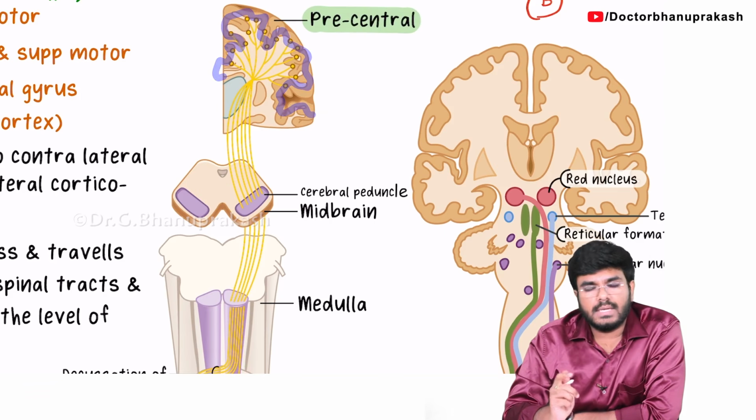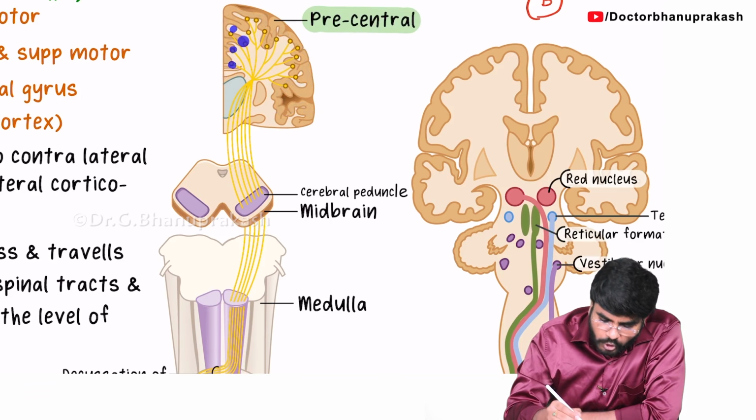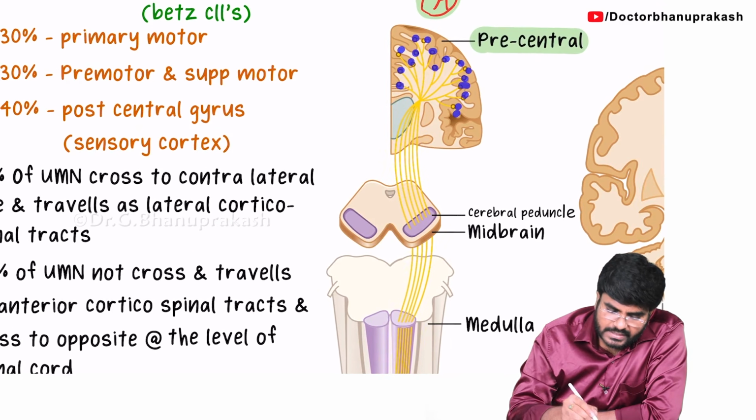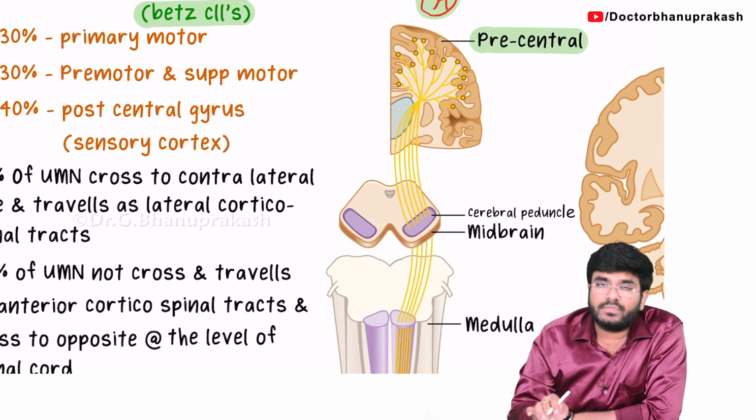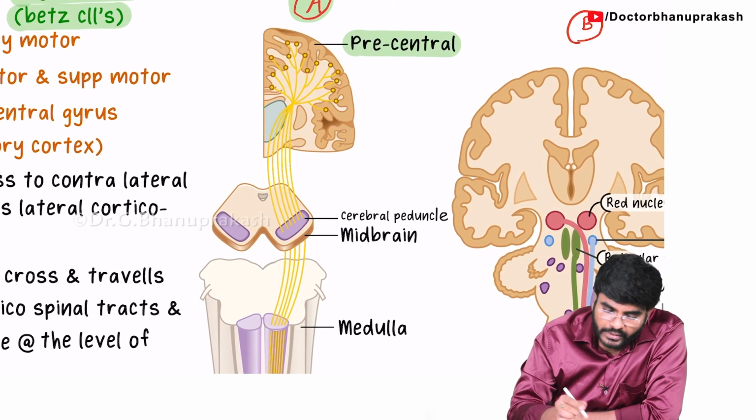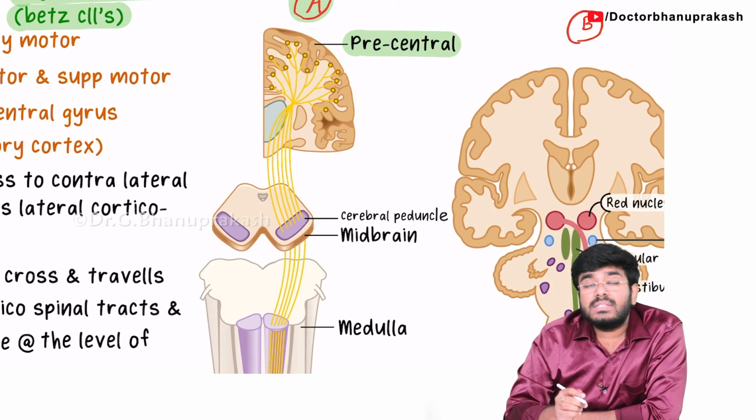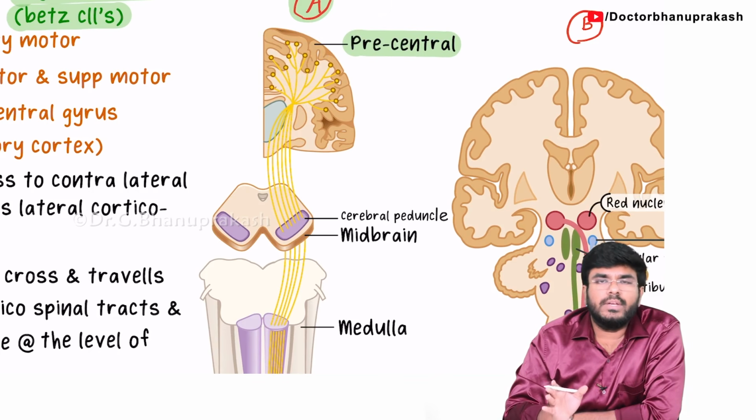Here is your motor cortex, and the motor cortex is giving rise to these neurons. Now what is the name of these neurons? These neurons are called the Betz cells. These neurons arise from layer number 5 of the neocortex. You know, the neocortex has 6 layers. Now where do these motor neurons arise from? They arise from layer number 5 of the neocortex.